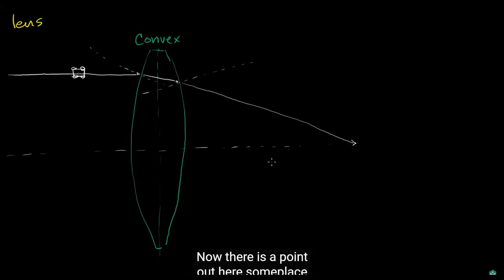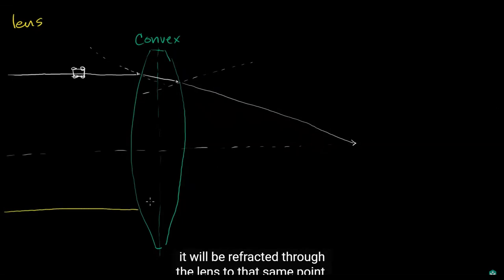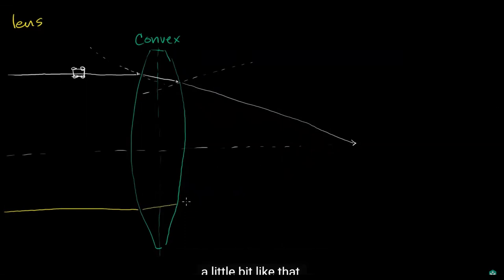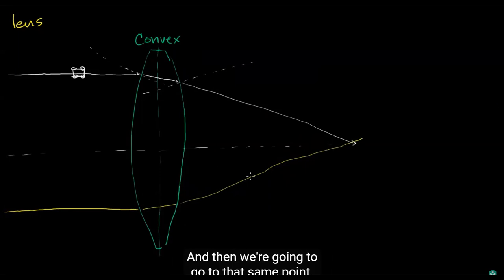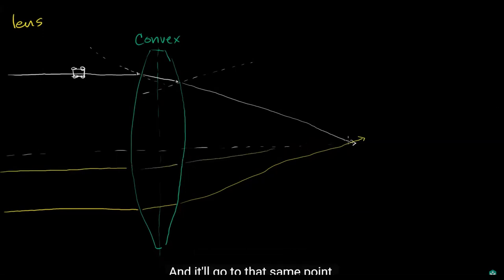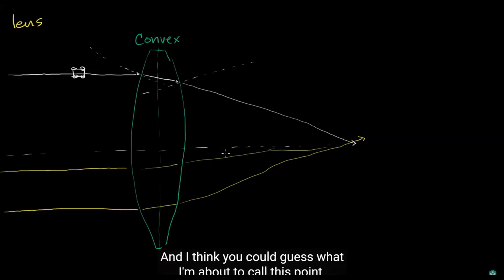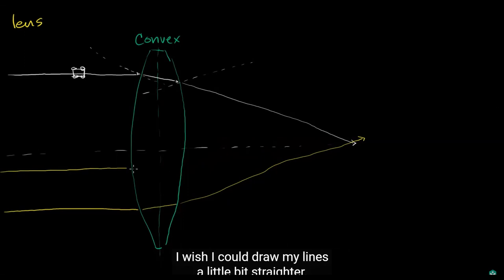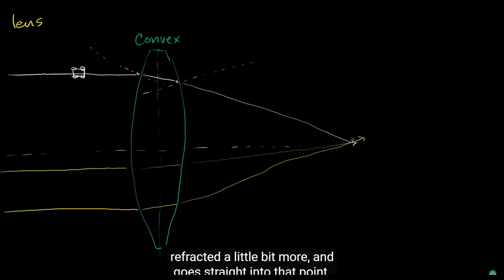Now, there is a point out here someplace where any ray that is parallel to the principal axis of the lens will be refracted through the lens to that same point. So here we're going to be refracted a little bit like that, and then refracted more, and then we're going to go to that same point. And that's another ray, and then this is another parallel ray. It'll be refracted a little bit over here, and then a little bit more, and it'll go to that same point. And I think you could guess what I'm about to call this point. I wish I could draw my lines a little bit straighter. It's refracted a little bit, and then refracted a little bit more, and goes straight into that point.